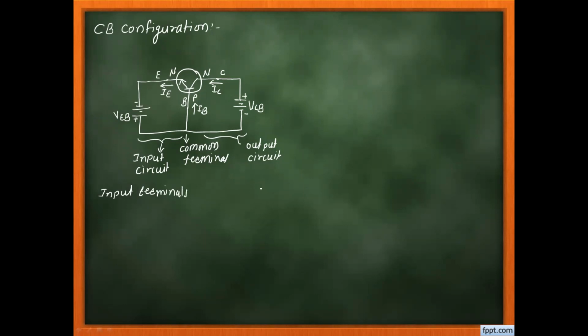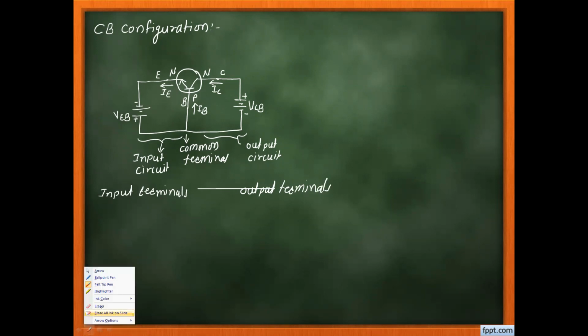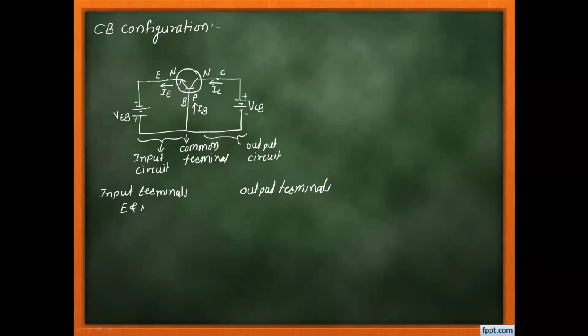Input terminals, and here I say that output terminals. Look carefully. Which terminals do we consider as the input terminals? Emitter and base. Which terminals do we consider as the output terminals? Collector and base, where base is common for the input and output circuit.